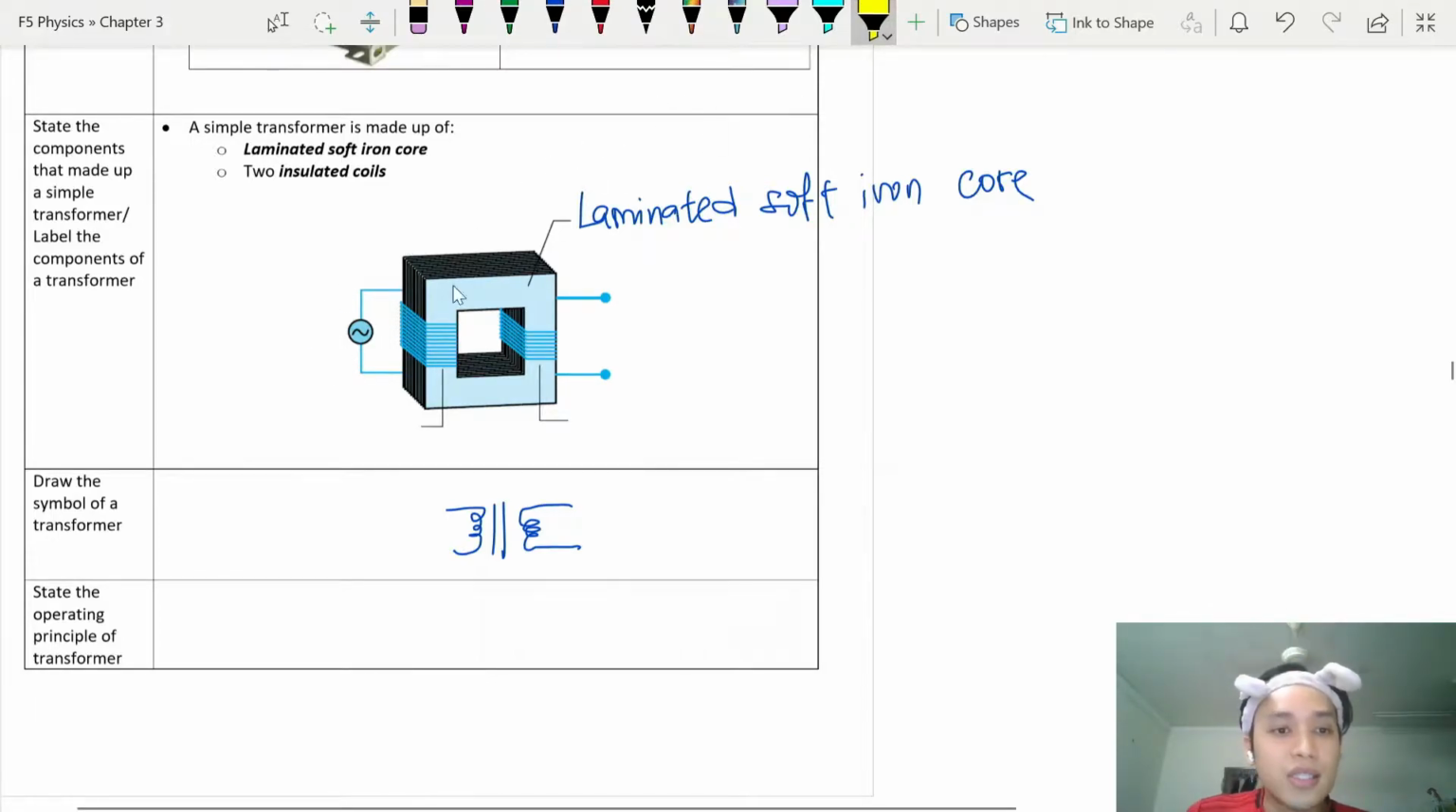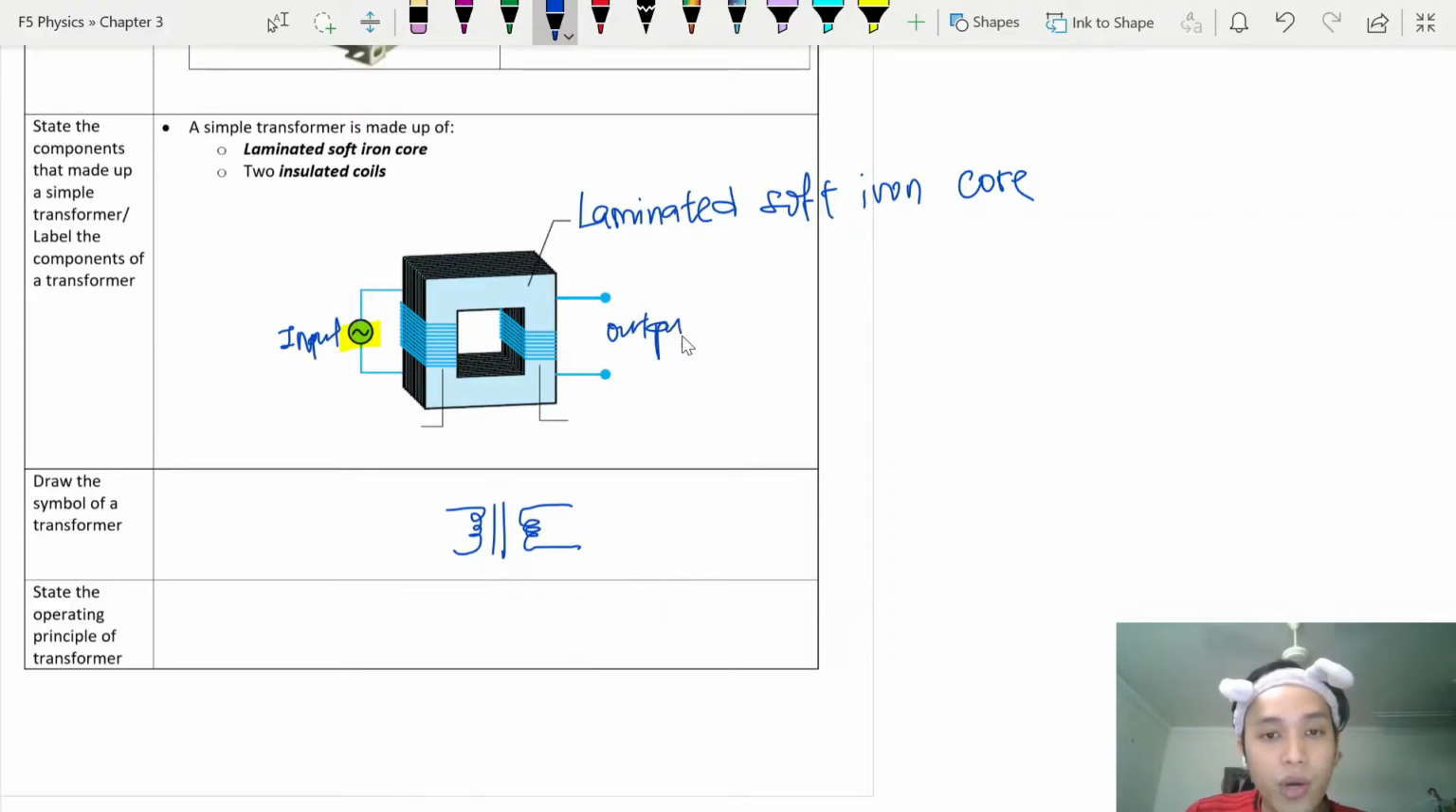If you see this symbol here, this is a symbol for your alternating current, meaning I know that this is my input, this is my output. So it depends on the position. If you cannot identify the input, then you look at the output. Output is normally where they will put, for example, your light bulb, or your electrical appliance.